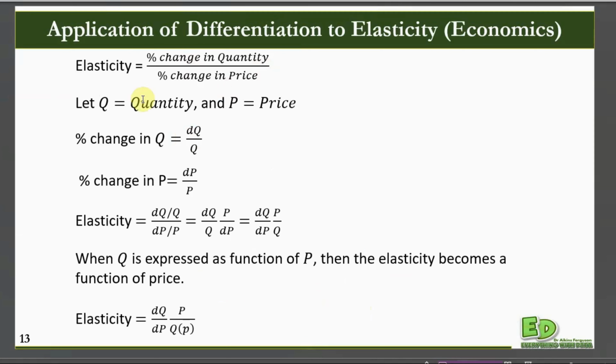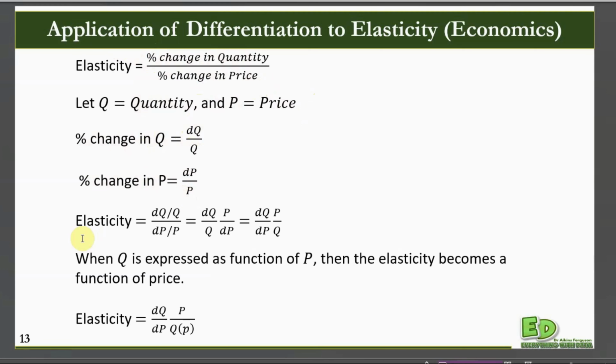Let's look at where we have to apply what we've learned here in the business sense, or under what is called economics. Where we have elasticity of demand, or elasticity, that is a degree of responsiveness to a change in the quantity of a commodity with respect to the change in the price of that commodity. So we'll say it is change in quantity over the change in price, where Q is the quantity and P is the price. The change in Q is dQ over Q. The change in P is dP over P.